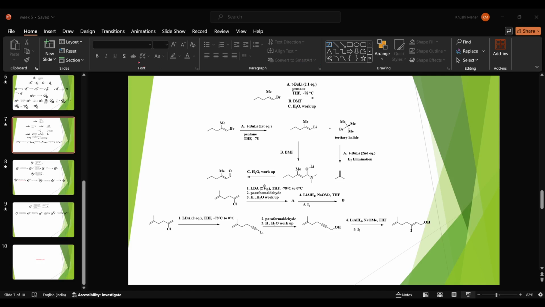Okay, we have eight conditions. What will be the expected product after those eight processes?